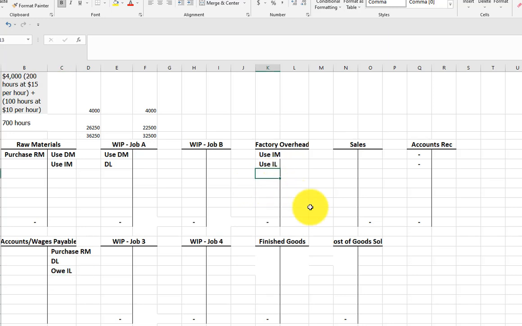And as you go along, there's going to be other indirect costs that are going to credit to factory overhead and credit either cash or accounts payable.